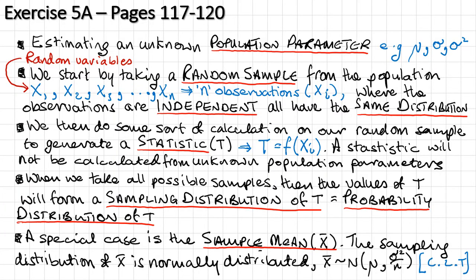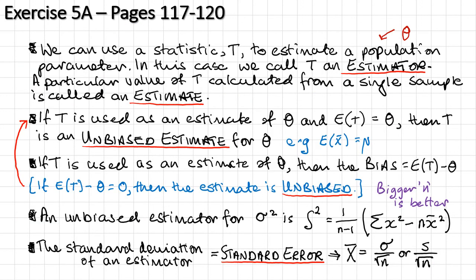So you should now be able to do exercise 5A on pages 117 to 120. So here's the first part of the recap, which basically just goes through what I did on the first slide, and this is the rest. So you could probably pause the beginning of the video and use that just to help you quickly go through the main points of this section.